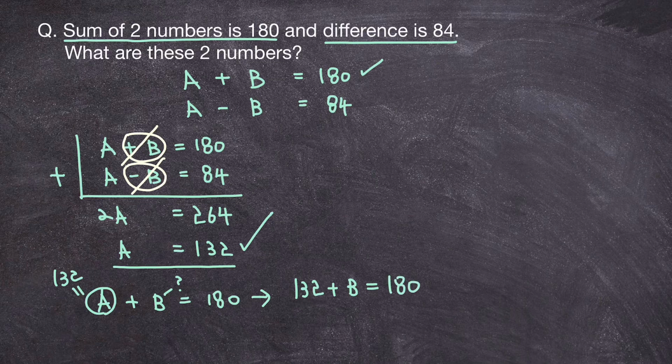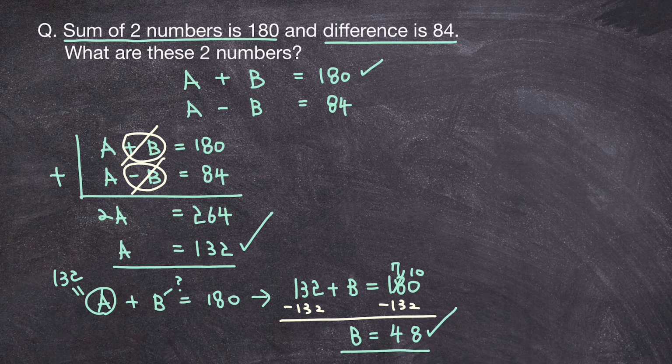And if I subtract 132 from both sides, I get what? B is equal to 180 minus 132, or you can do just simple math without using calculator. So B is 48. Now I have both values figured out by adding these two equations together. And that was one method. Now I have another method that I want to show you.